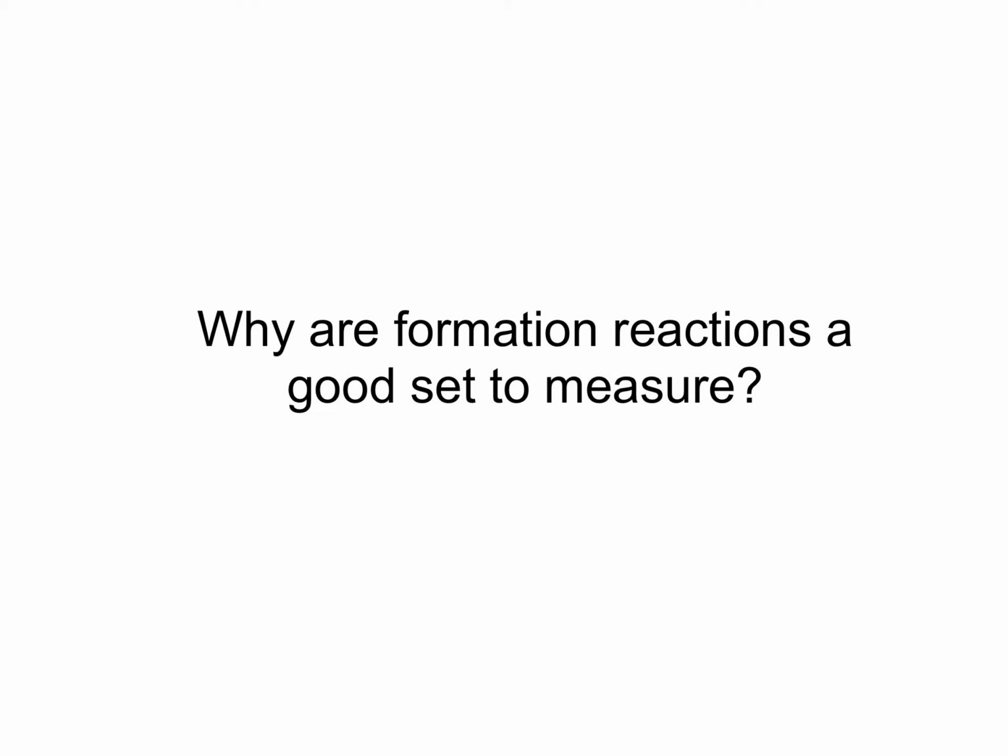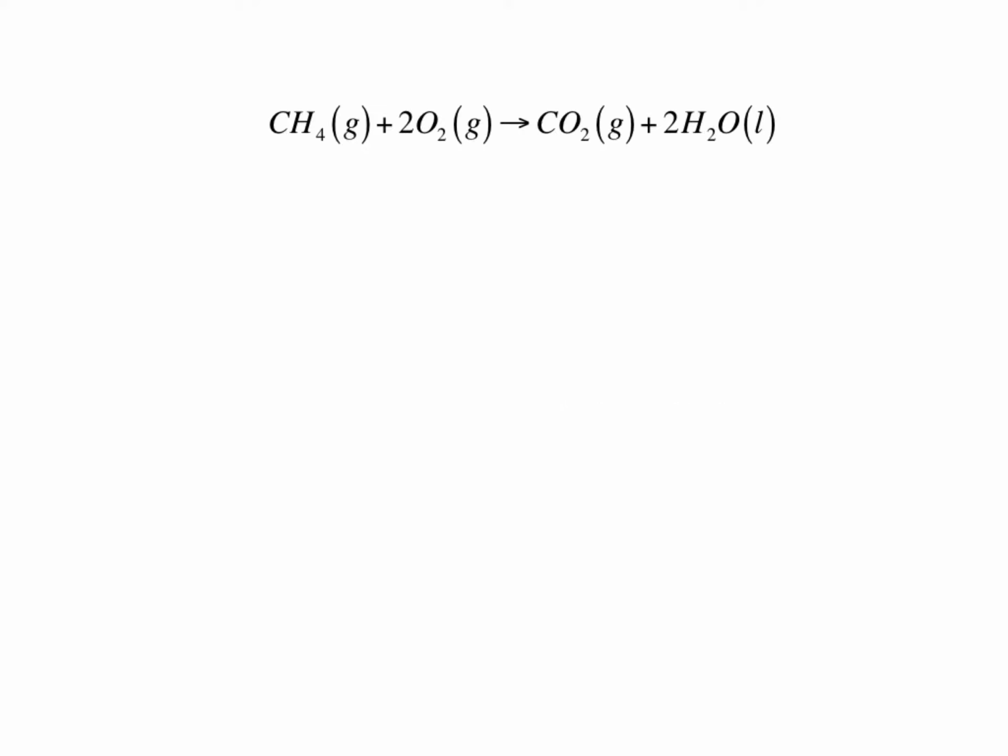Let's see how we can use the measured and tabulated delta H's of formation to calculate the delta H for any other reaction. As an example, let's look at the combustion of methane gas. Combustion reactions are reactions which combine oxygen with a substance to form CO2 gas and water as a liquid. The balanced reaction for the combustion of methane gas is shown here.